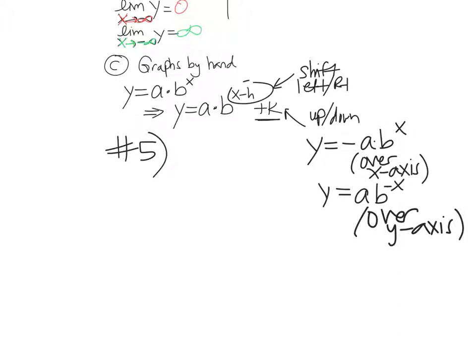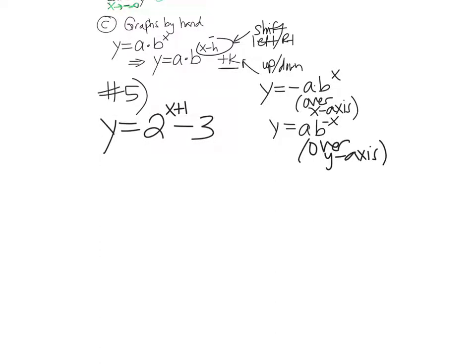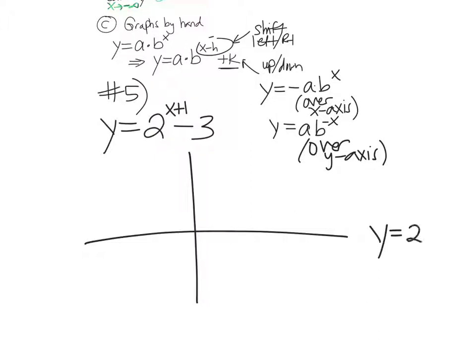Okay, here we go. Number 5. Let's graph y equals 2 to the x plus 1 minus 3. With this, I like to just graph the basic parent function. In this case, the parent function would be y equals 2 to the x with an initial value of 1. It's like 1 times 2 to the x. So here's my parent function.